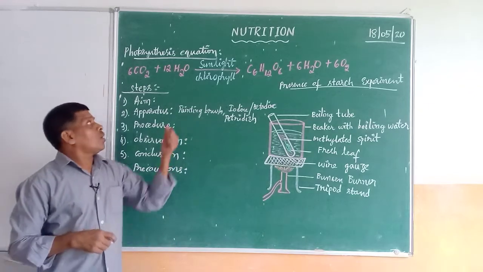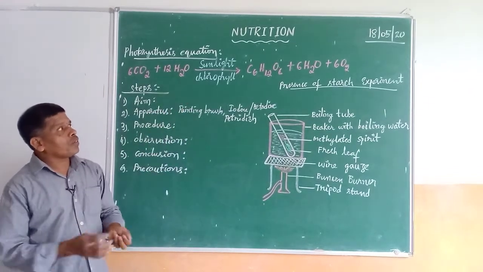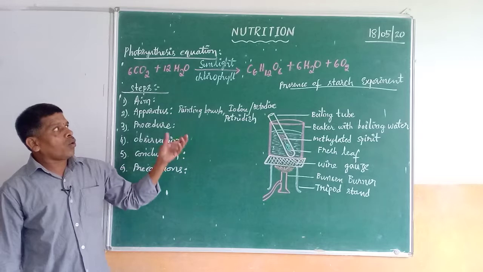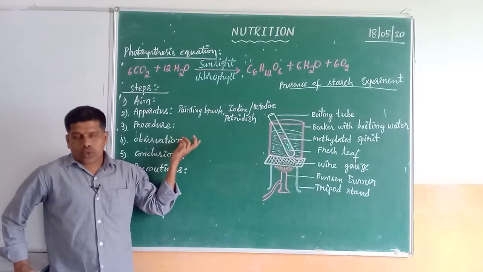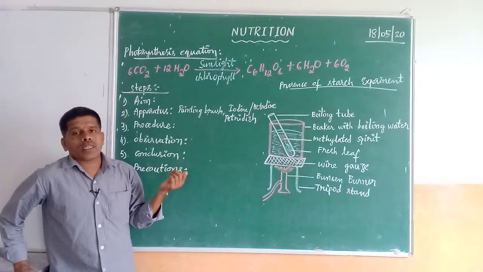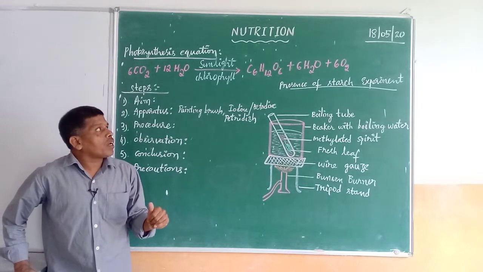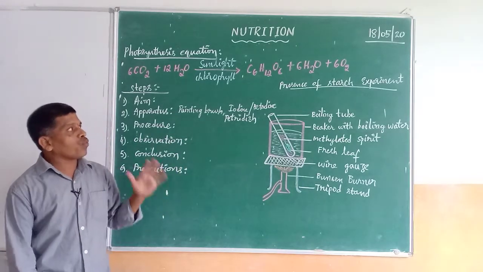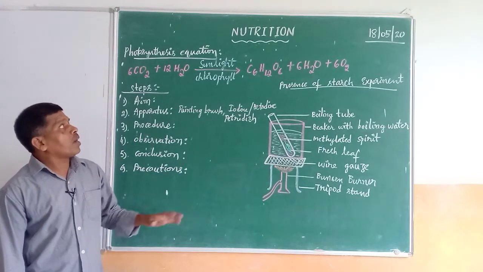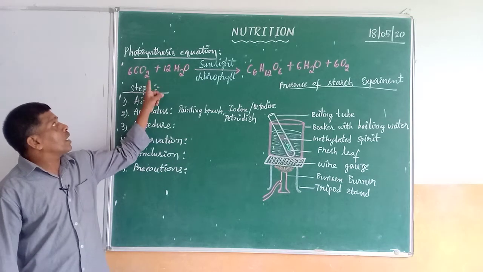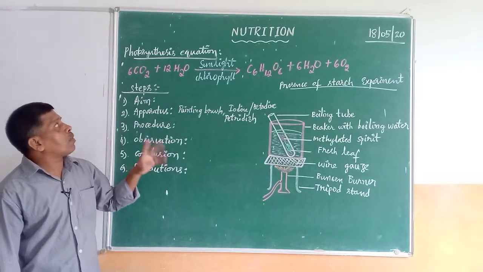Good morning, students. Yesterday we saw one experiment related to how oxygen is released during the process of photosynthesis. That experiment is called the Hydrilla experiment. Today let us see one more experiment related to photosynthesis. Before we start, let us recall the photosynthetic equation, the overall equation.